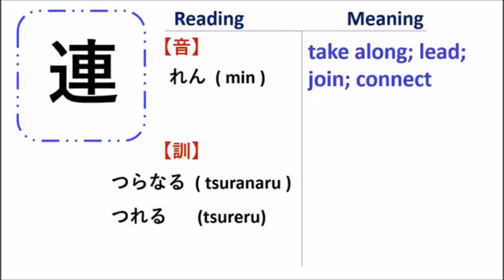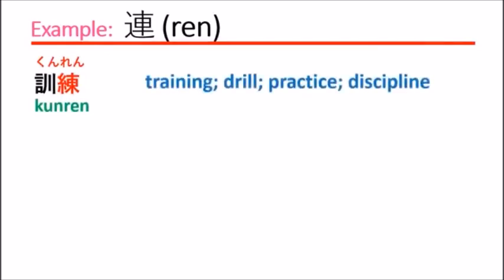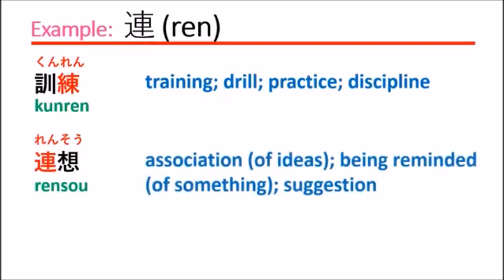So next, let's see some examples of how to use the kanji of Zuranaru or Zureru. The first, Kunren. Kunren means training, drill, practice, discipline. Rensou, which means association of ideas, being reminded of something, suggestion.